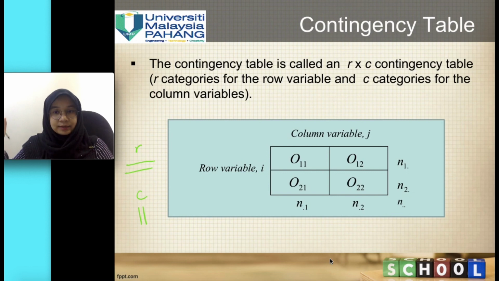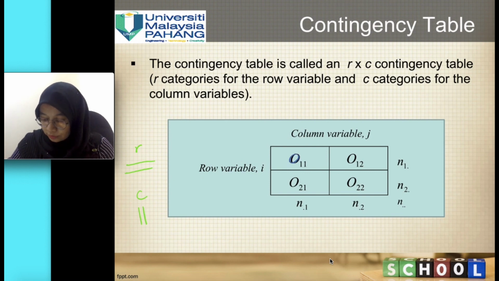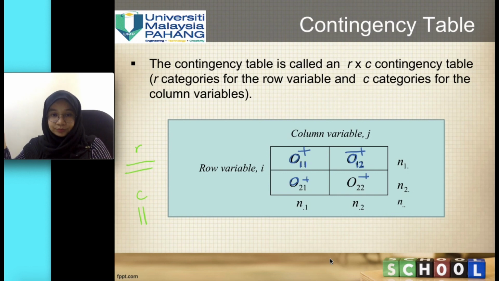Okay, next. You will have this table. This one is the row. What is O? O is the observed frequency. Observed frequency O is located at row 1, column 1. O here is located at row 1, column 2. O here is located at row 2, column 1. Here, row 2, column 2. You have to know the position of the observed frequency.